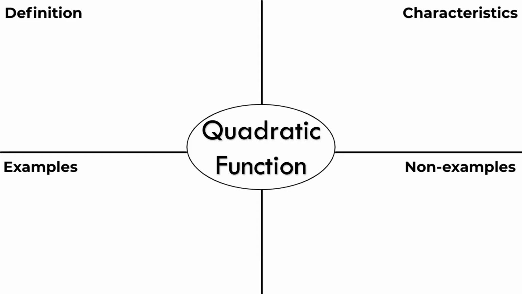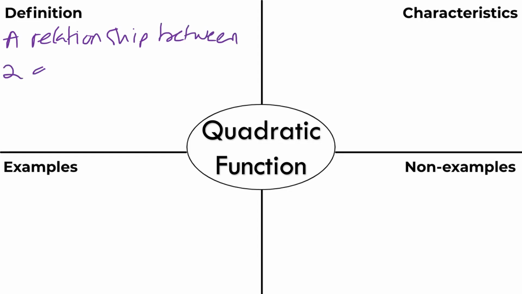Your quadratic function, because it's a function, means it's a relationship between two things, right? So we're going to always start off with a relationship between two quantities. If y'all ever wonder why Miss Jones may type things out, it's because she really struggles with writing.